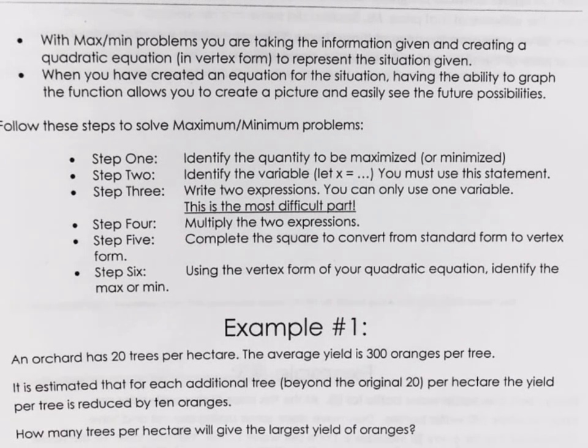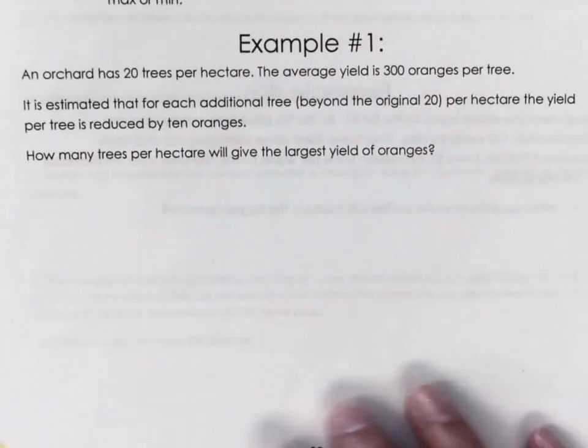The thing that you defined in step 2, you're going to multiply your expressions together. That's going to give it to you in standard form. And then you're going to have to convert to vertex form. And then you're going to have to answer some questions about it. Okay, here we go.